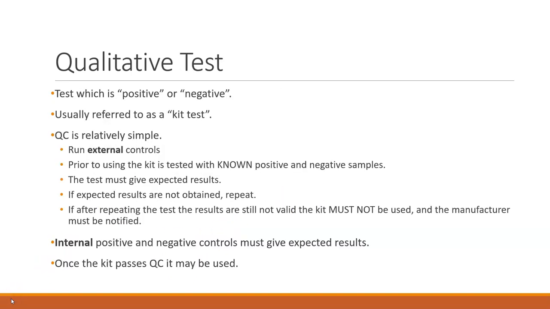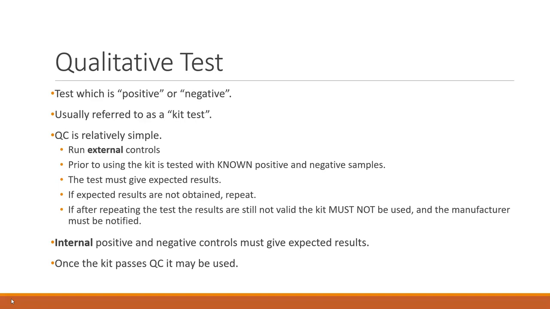The first type of test we're going to talk about is the qualitative test. This is a test in which the results are either positive or negative, like a pregnancy test. We usually refer to these as kit tests. All the components are within the kit, and prior to testing, we do have to perform QC for the kit.